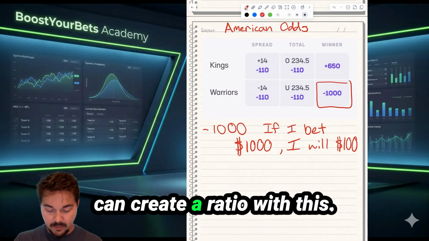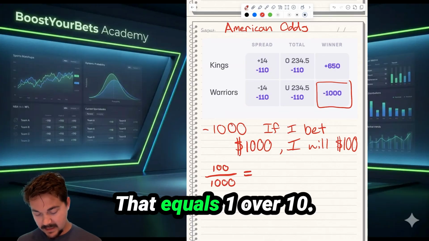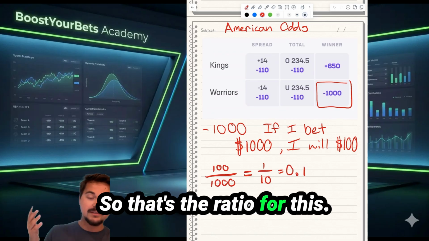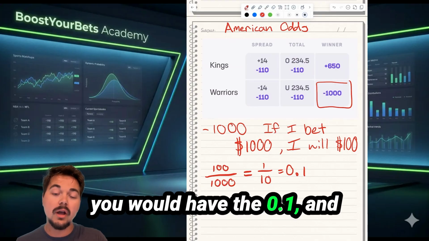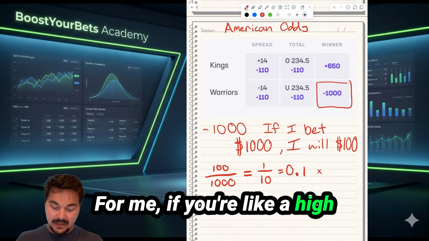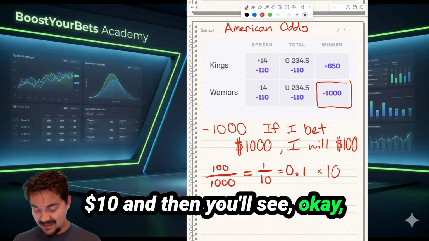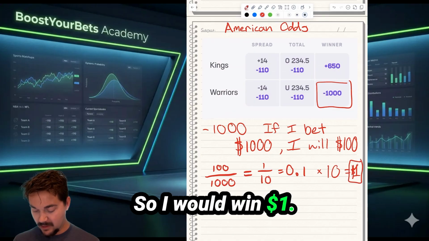Then, if you want, you can create a ratio with this. So this is 100 over 1,000. That equals 1 over 10 or 0.1. So that's the ratio for this. If that was going to be decimal odds, that's what you would have, the 0.1. And then you can do 0.1 times whatever number you have. For me, if you're like a high roller, I'm going to bet $10. And then you'll see, okay, 10 times 0.1 equals 1. So I would win $1.